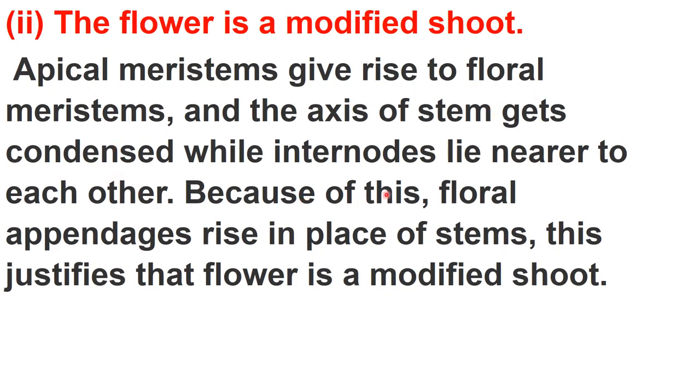Now because of this, floral appendages rise in place of stems, right? So when the internodes lie nearer to each other, that floral meristem is formed and floral appendages will be formed in place of stem. This justifies that flower is a modified shoot.